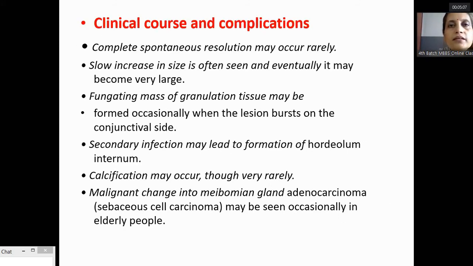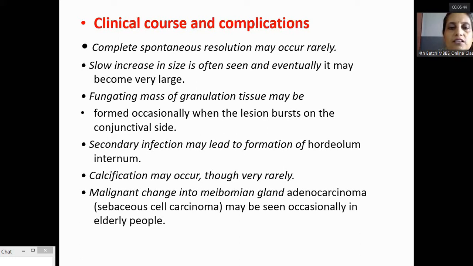So what are the clinical course and complications? Complete spontaneous resolution may occur rarely. If it is very small, then only you can see a complete resolution. Otherwise, always you have to do incision and curettage. It slowly increases in size, and eventually it may become very large. A fungating mass of granulation tissue may be formed occasionally when the lesion bursts on the conjunctival side. Secondary infection may lead to formation of hordeolum internum also.